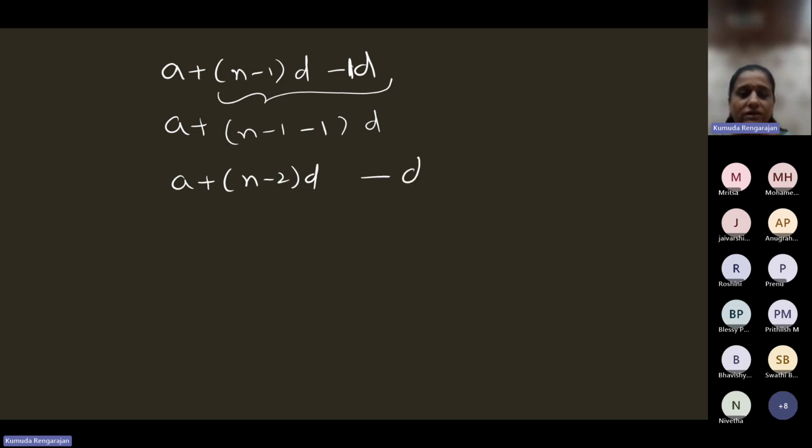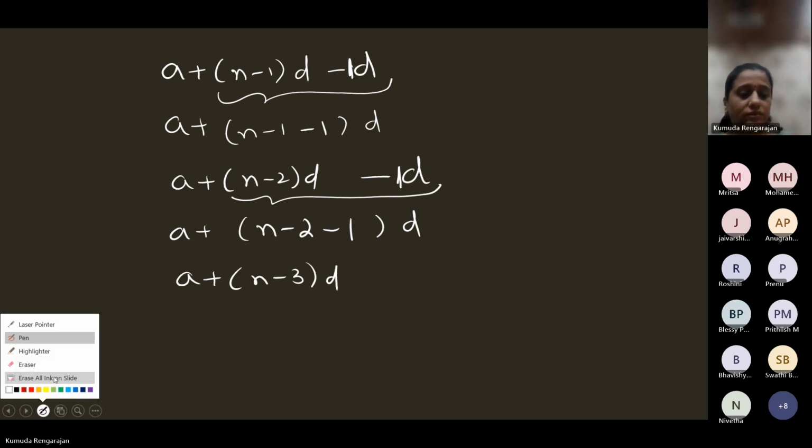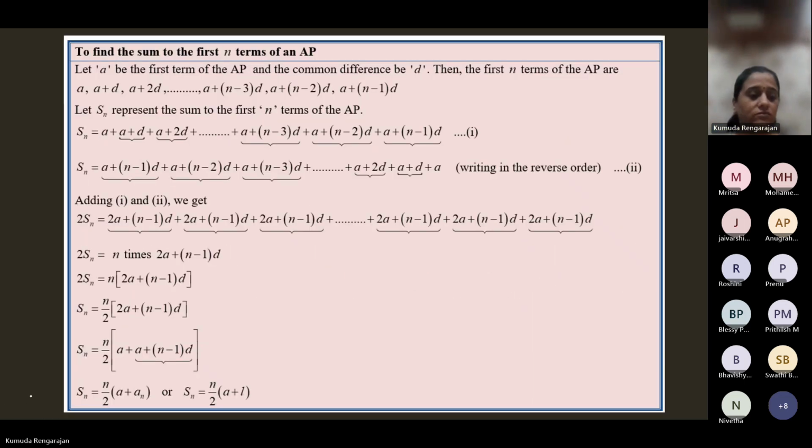To this one, you subtract d. d is common. So n minus 2 minus 1. So a plus n minus 3 into d. Okay. So the terms of the first n terms of the AP are a, a plus d, a plus 2d, and so on, up to a plus n minus 3 into d, a plus n minus 2 into d, a plus n minus 1 into d. Okay, so we have generated the first n terms of the AP.